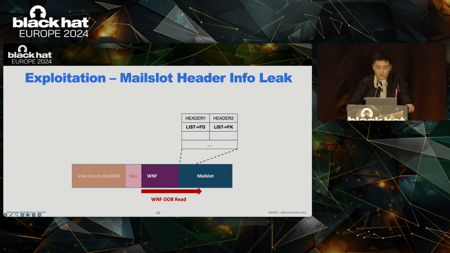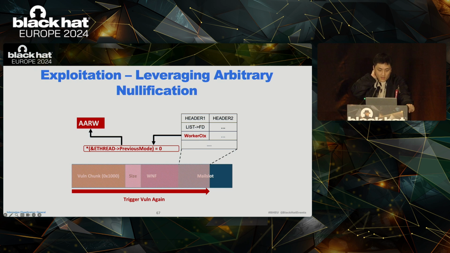Then we triggered the vulnerability to modify the WNF state data object, then used WNF out-of-bound read to inspect the method object and confirm the heap layout. It is important to note that a large chunk, for example larger than a page size, was easily reclaimable, enabling repeated corruption. After that, we retrigger the vulnerability to create the arbitrary nullification primitive mentioned earlier. Although we previously discussed the arbitrary write primitive, we didn't need it for this exploit.